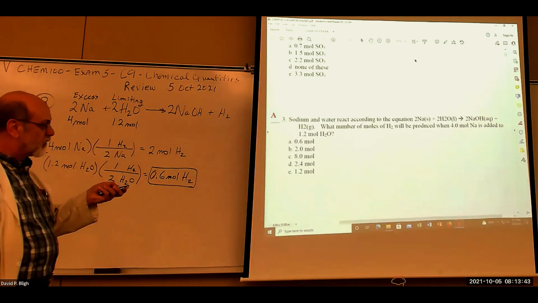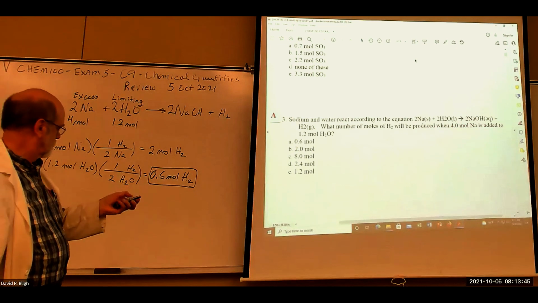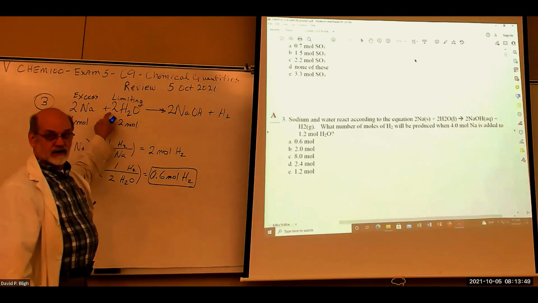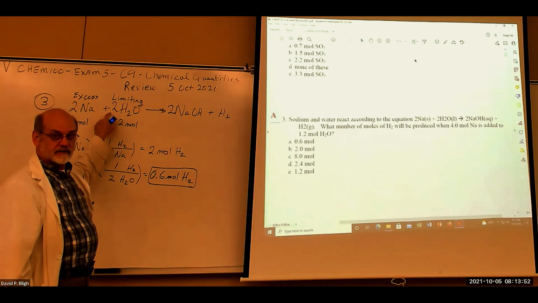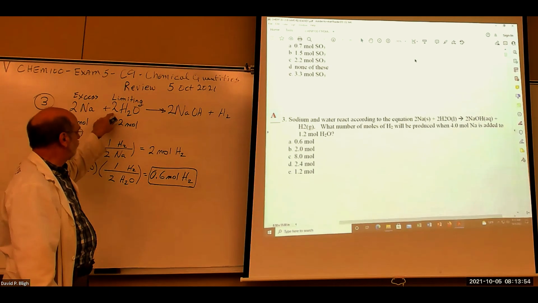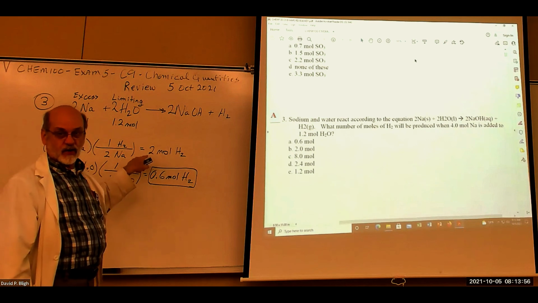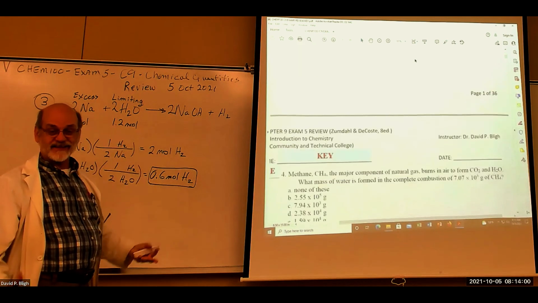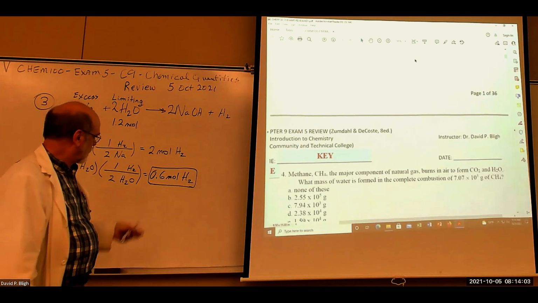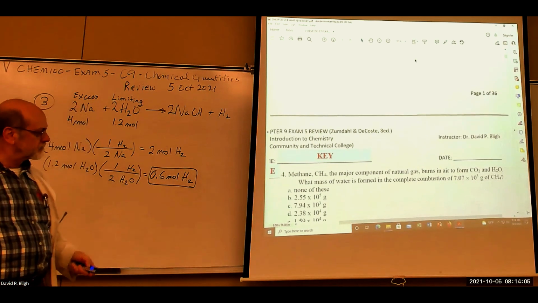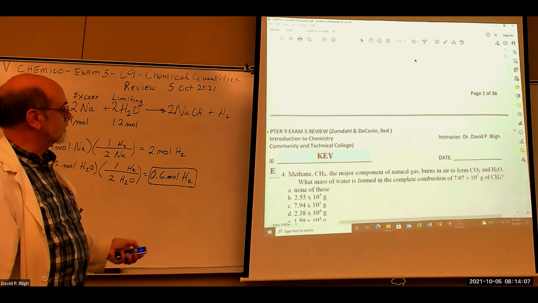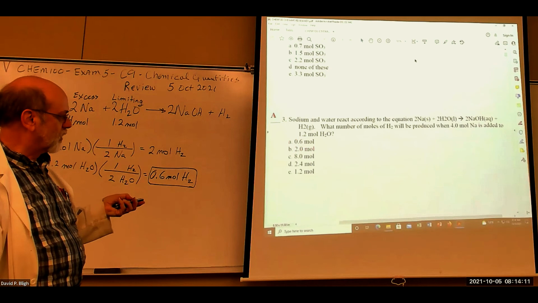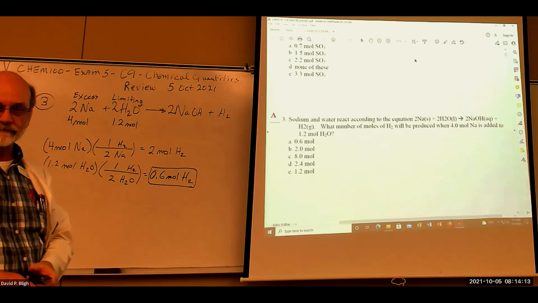What number of moles of hydrogen will be produced? That's it, because once this is consumed, the reaction stops. There's not enough water to produce that many moles from sodium. So we have excess sodium left over after this reaction is complete. That's why the answer is 0.6 moles. Okay?